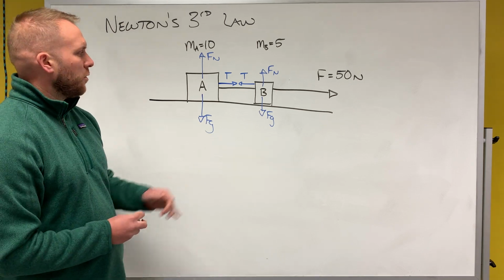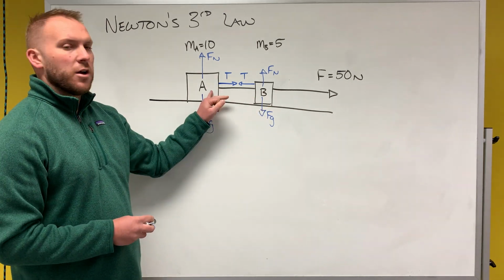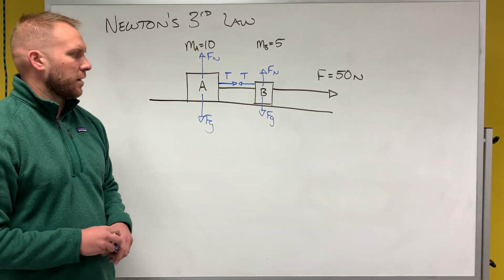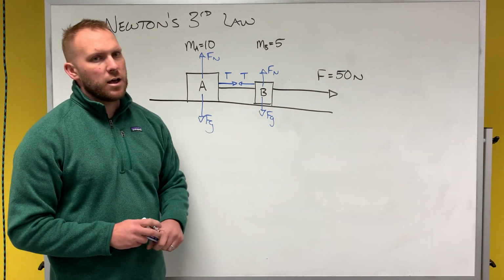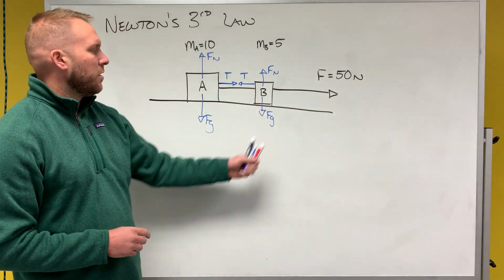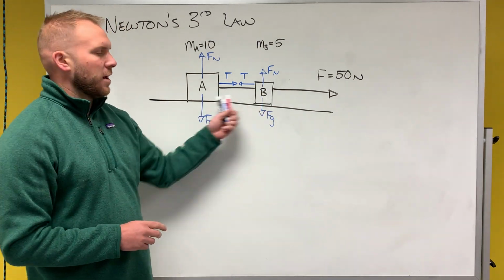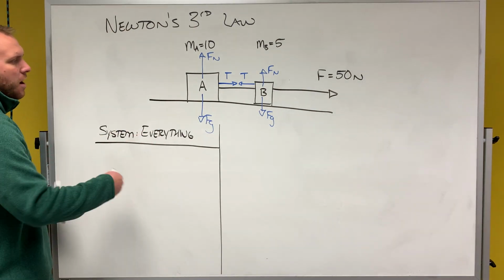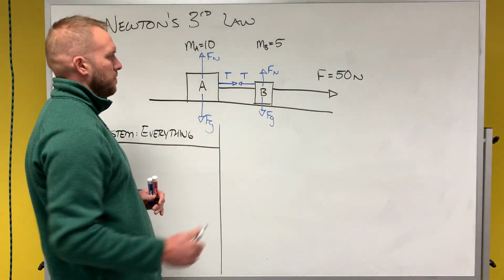Basically what that shows is B pulls on A, A pulls on B, and those two forces need to be exactly the same. So how we're going to do that is we're going to work through the problem as a whole first, and then we're going to break it down into their individual pieces. So first we're going to work through the problem as the system of everything. So everything is at play here, right?